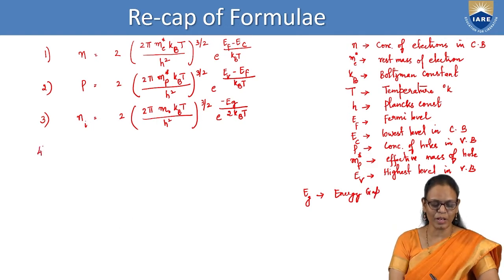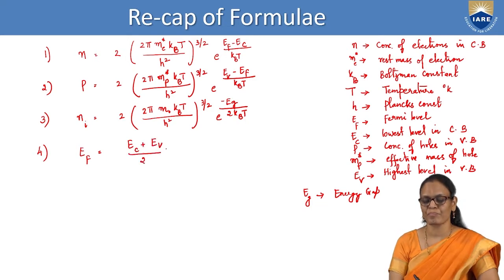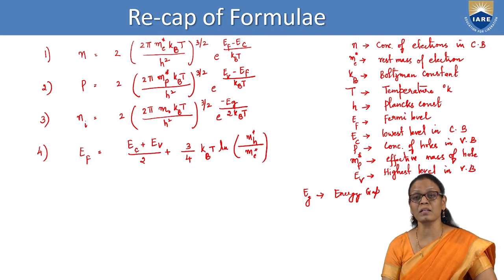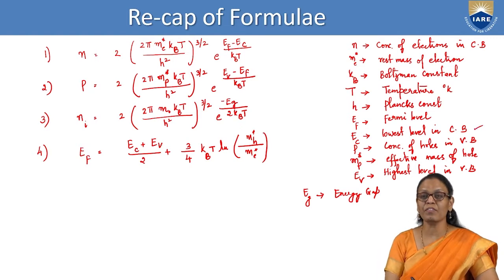Then we have a formula for the Fermi level. To find the Fermi level, we use EF is equal to (EC plus EV) by 2 plus 3 by 4 kBT ln (mh star upon me star). So all are known terms. EC is the lowest level in the conduction band, EV represents the highest level in the valence band, kB is the Boltzmann constant, T is the temperature in Kelvin.